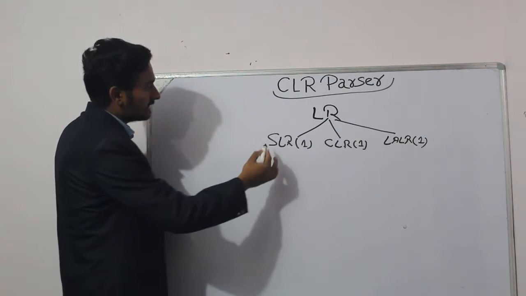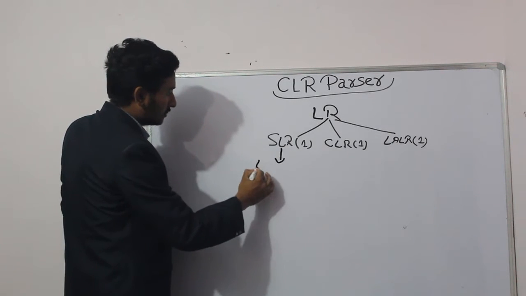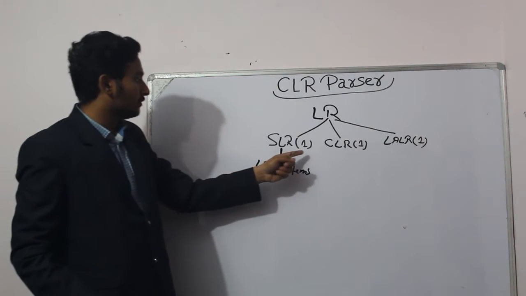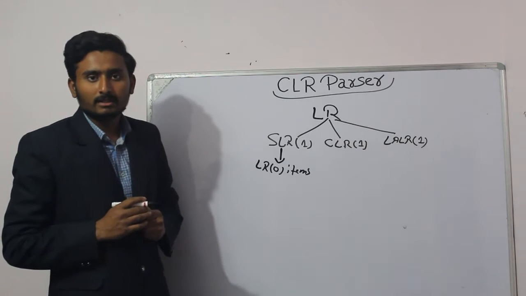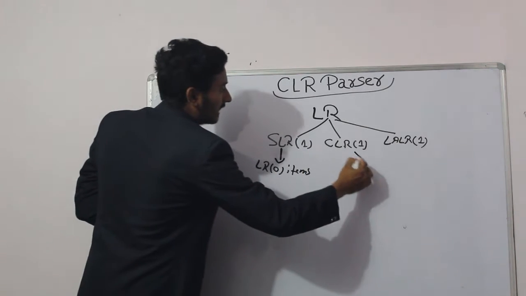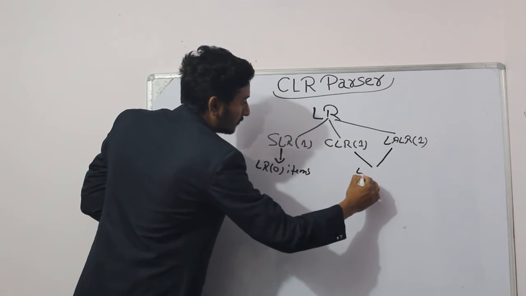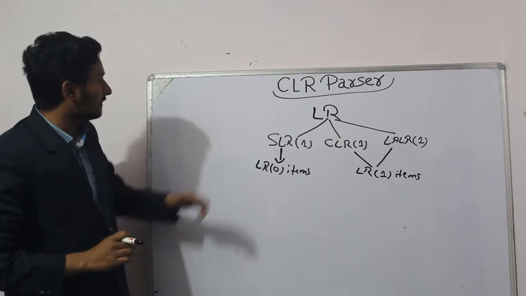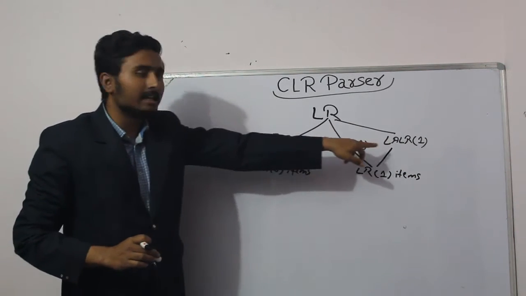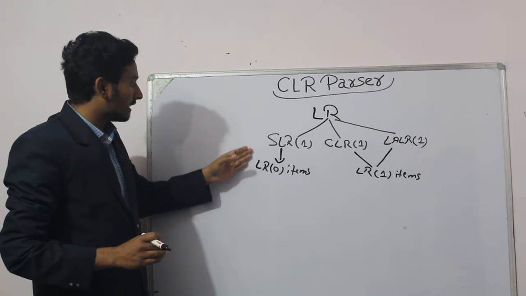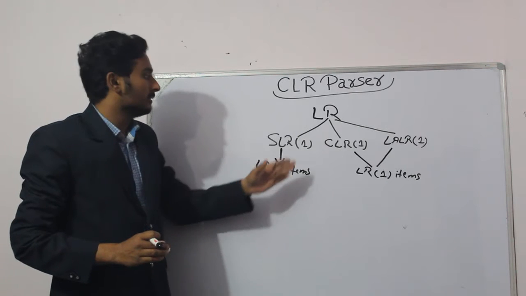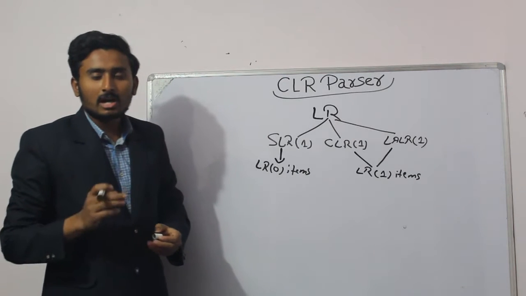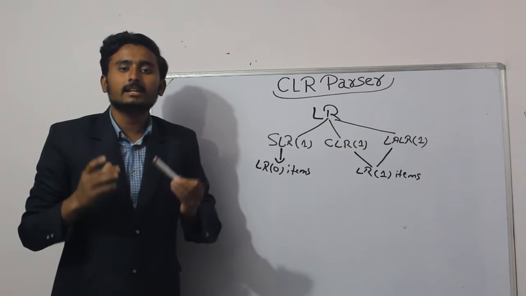The SLR parser depends upon LR(0) items, but the CLR and LALR parsers depend upon LR(1) items. This is the major difference between the SLR parser and the CLR and LALR parsers. So now our focus will be on what LR(1) items are.